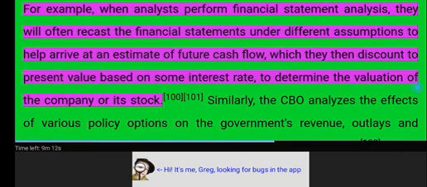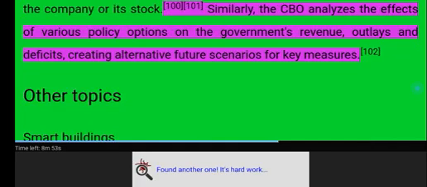For example, when analysts perform financial statement analysis, they will often recast the financial statements under different assumptions to help arrive at an estimate of future cash flow, which they then discount to present value based on some interest rate, to determine the valuation of the company or its stock. Similarly, the CBO analyzes the effects of various policy options on the government's revenue, outlays and deficits, creating alternative future scenarios for key measures.